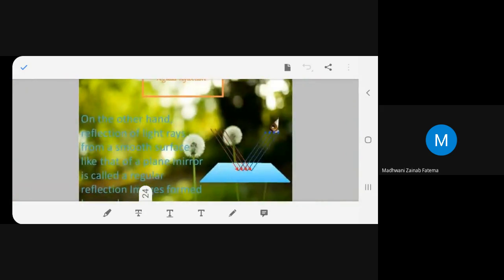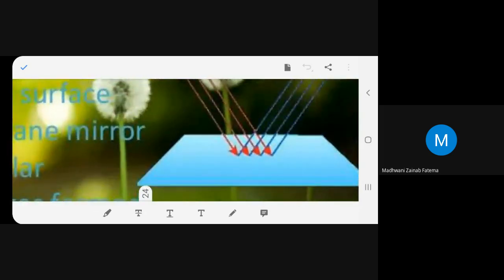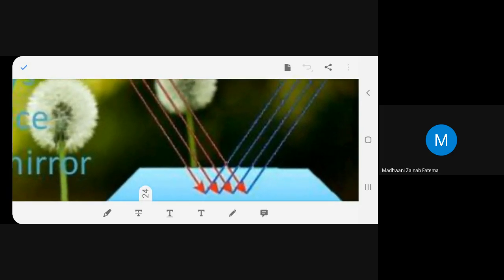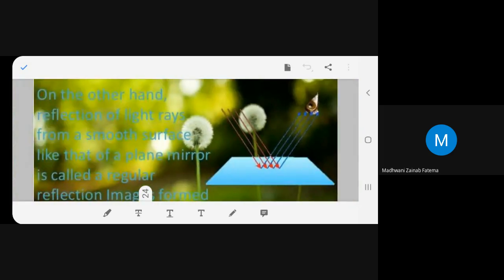So this is regular reflection. All of you agree? This is regular reflection. What is it, beta? Say with me. Regular reflection. Fine.